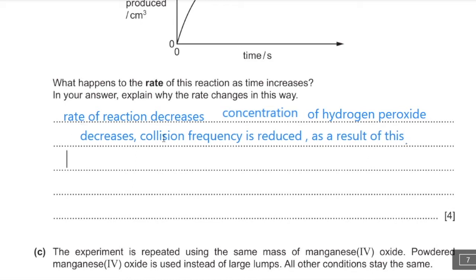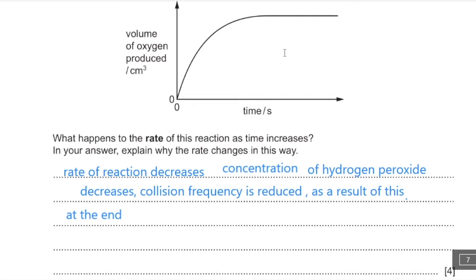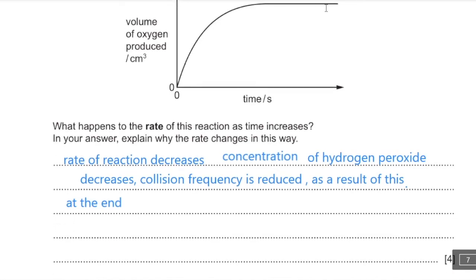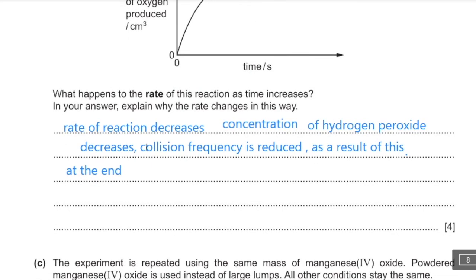Collision frequency decreases because of a decrease in concentration of the reactant, and at the end, there is basically zero concentration of hydrogen peroxide after it is used up. So there are no molecules of hydrogen peroxide present, and that means zero concentration. And due to that, the rate of reaction over here is zero. That is, no reaction occurs at the end when the graph levels off.